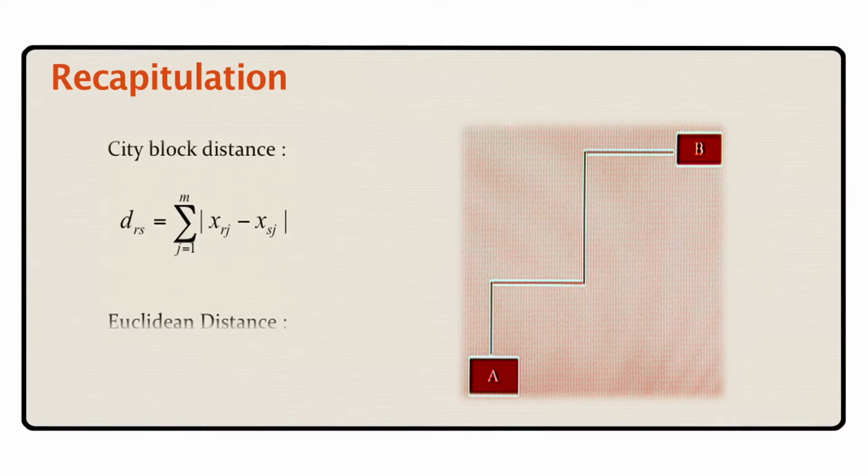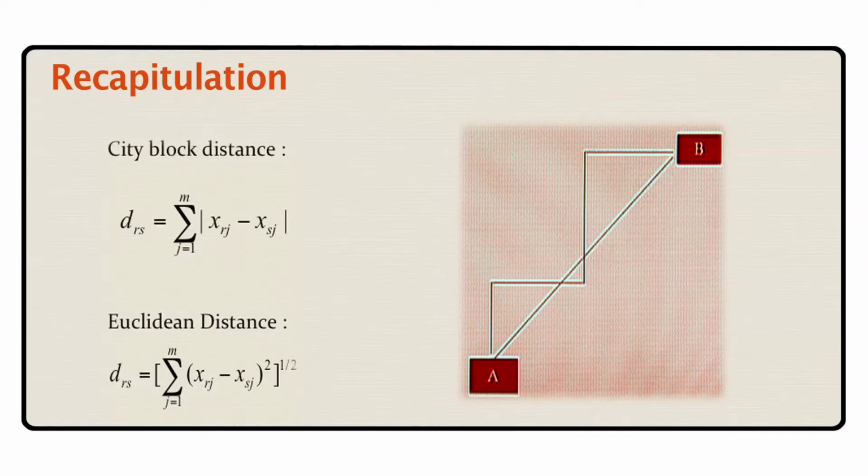As opposed to this, we have what is referred to as the Euclidean distance. The Euclidean distance is the square of the difference between the elements summed over all the elements and then the square root of this. In terms of going from A to B, it is basically the diagonal distance from A to B. And as you can see, the Euclidean distance is far shorter than the city block distance.